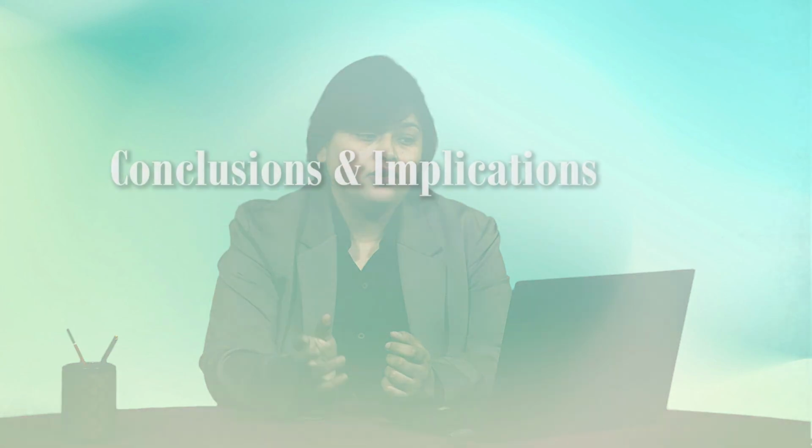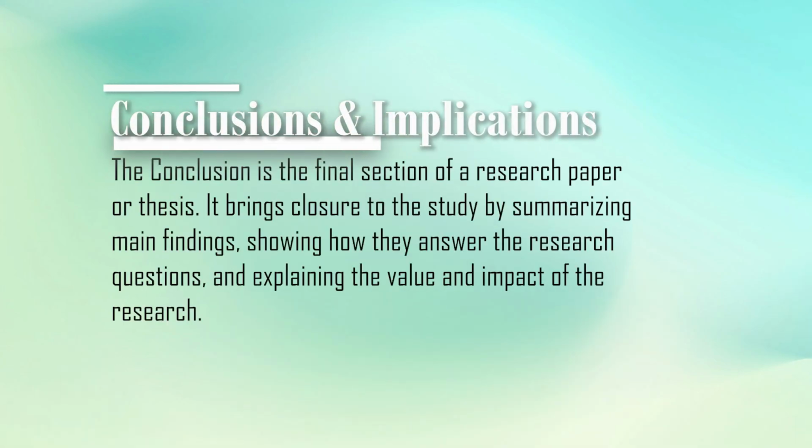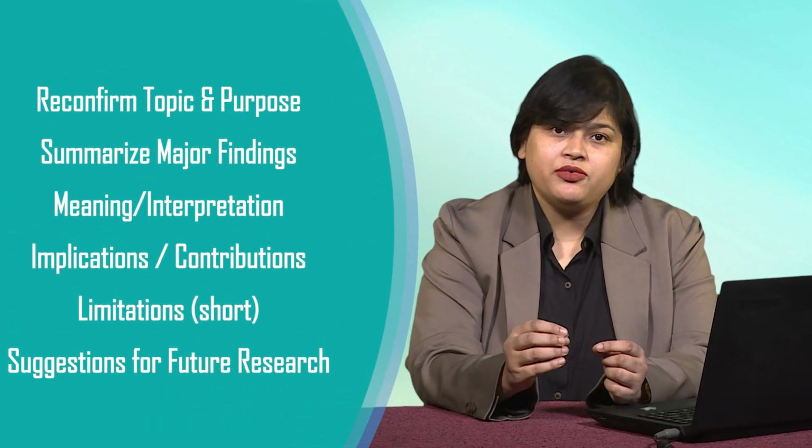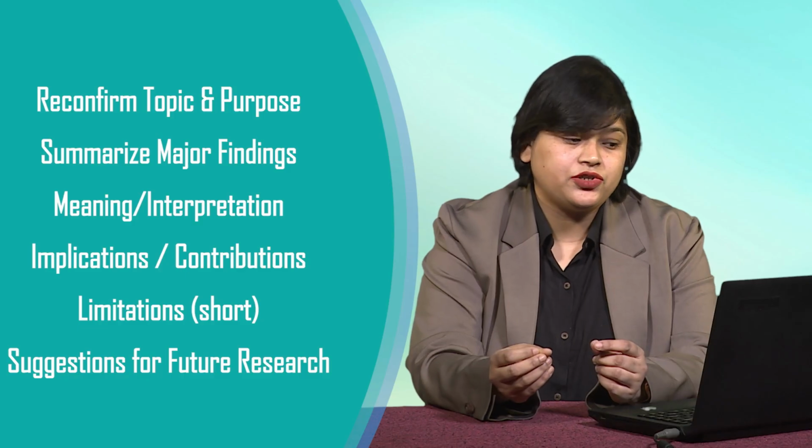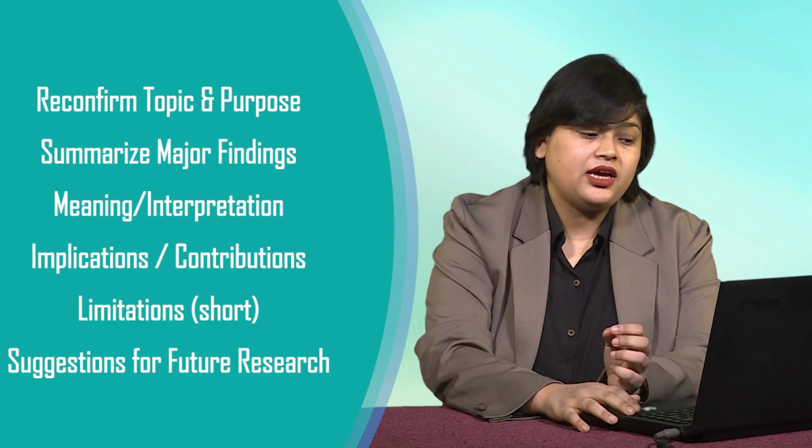Now, writing academic conclusion and implication is the final section of the thesis. It brings closure to the study by summarizing the main findings and showing how they answer the research questions, and explains the value and the impact of the research. What to include over here? Reconfirm the topic and purpose, summarize the major findings, meanings and interpretation, implications and contributions, limitations very briefly, and finally suggestions for future research.